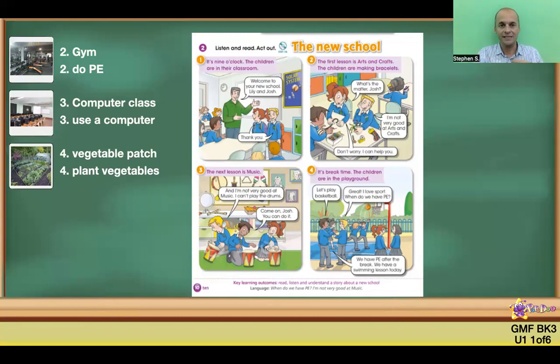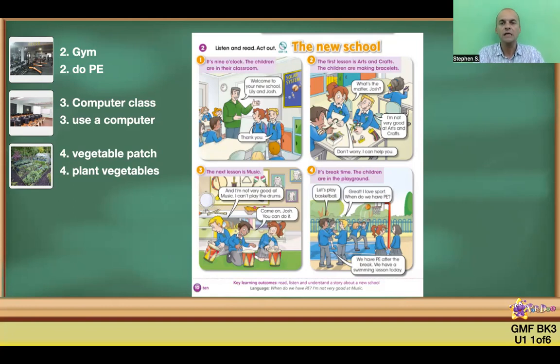Now, what I'm going to do as a teacher is I'm going to say, all right, boys and girls, take a look at this. And I'm going to put the flashcards on the board. I'm going to say, what is this picture? And the kids are going to go, gym. That's right. What do you do at the gym? We do PE. Okay. Number 3, boys and girls, what is this picture? It's computer class. What do we do there? We use a computer. Okay, number 4, it's a vegetable patch.